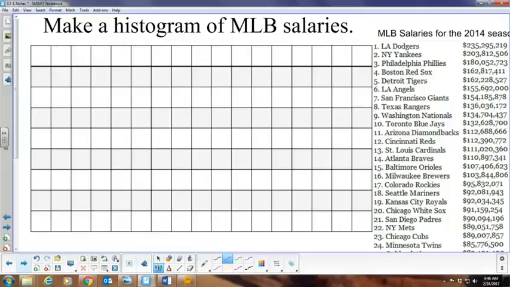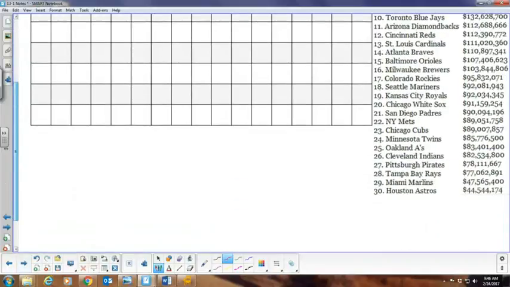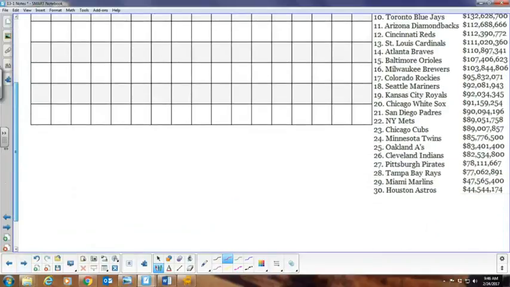So I'm going to make a histogram of the Major League Baseball salaries. I have to decide what to go by for millions of dollars. And if you look, the Dodgers are the highest. This is the 2014 data. The Dodgers have 235 million. And if you go all the way down, the Houston Astros are the lowest with about 44 million.